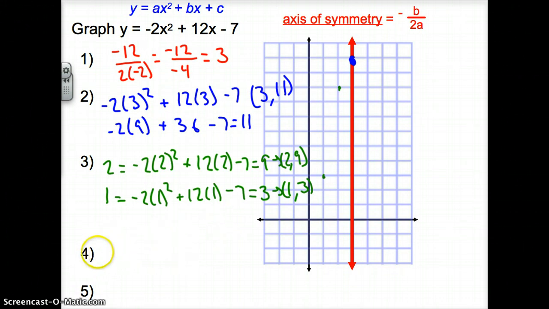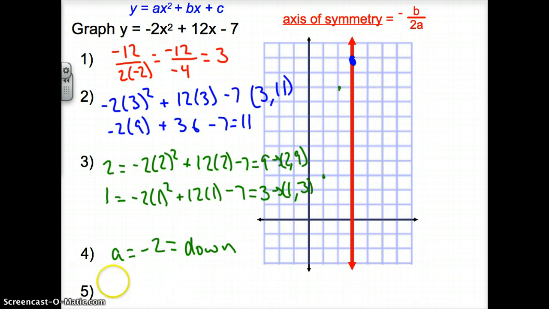Next, for step 4, does the parabola open up or down? Well, by looking at A, here's A, I look at what corresponds with A. A is negative 2. If A is negative 2, I know that the parabola should open down. So do my green points go down from my vertex? You bet, they sure do.